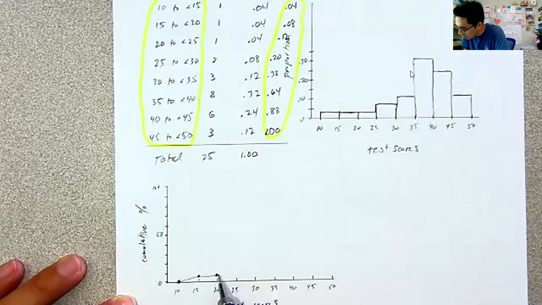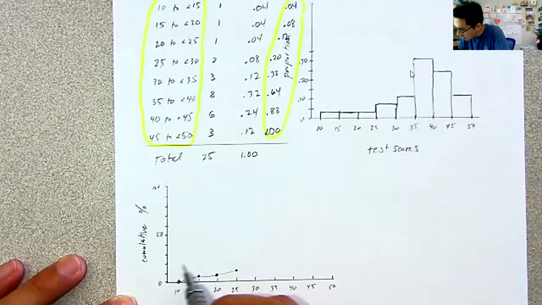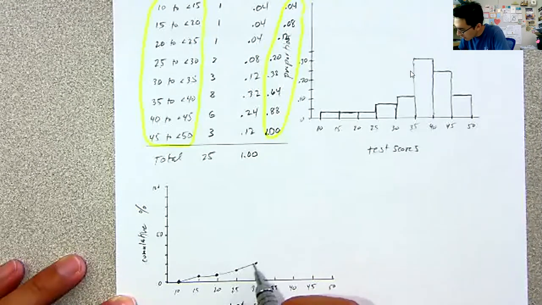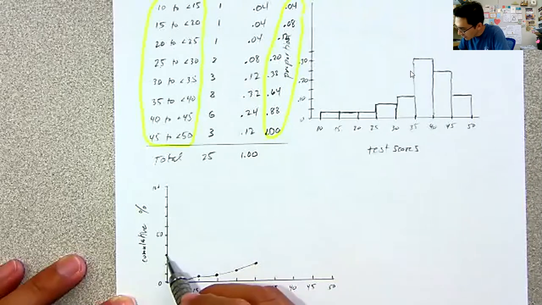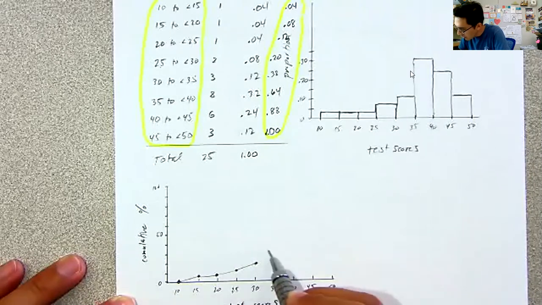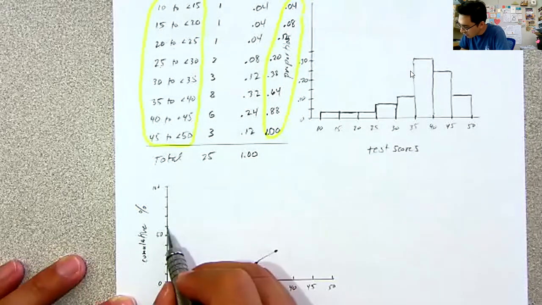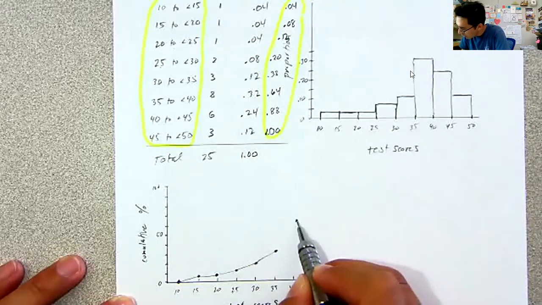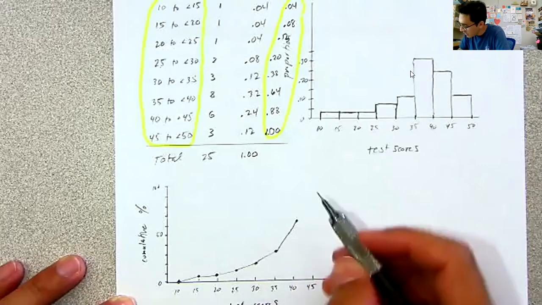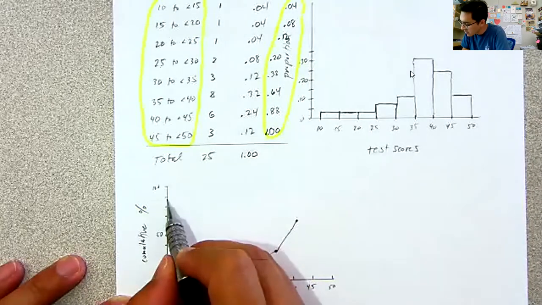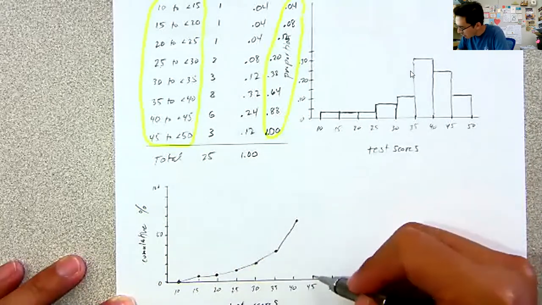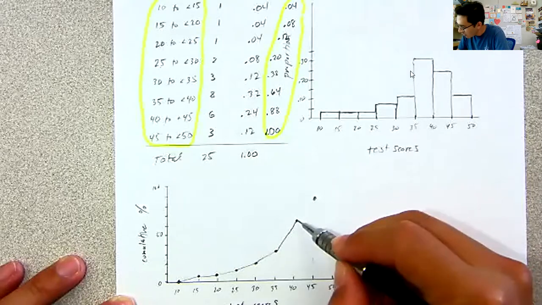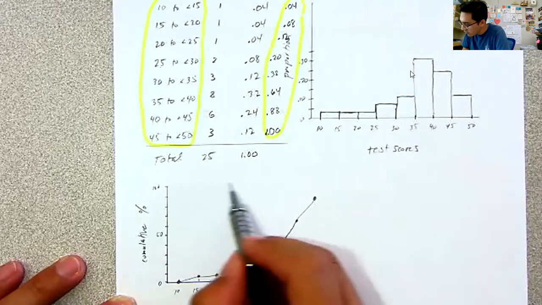And then we go to 12, and then 20, and then 32. And then 64, and then 88, and then finally 100.